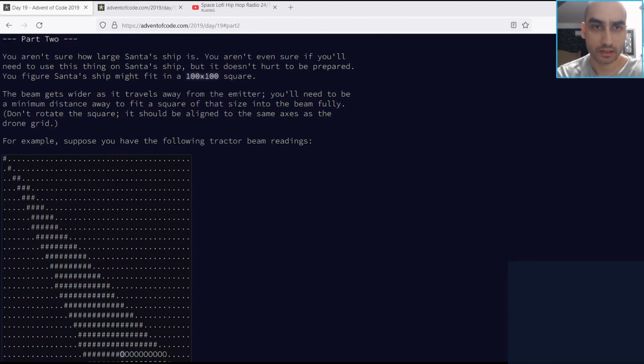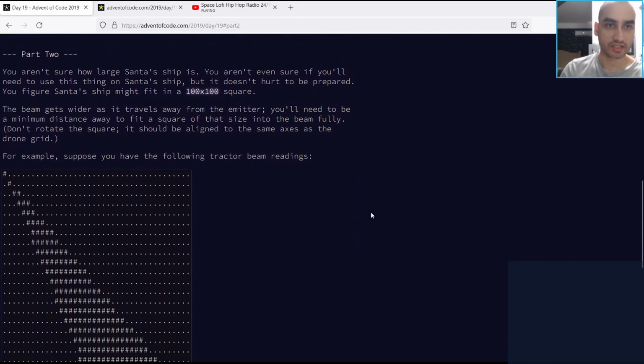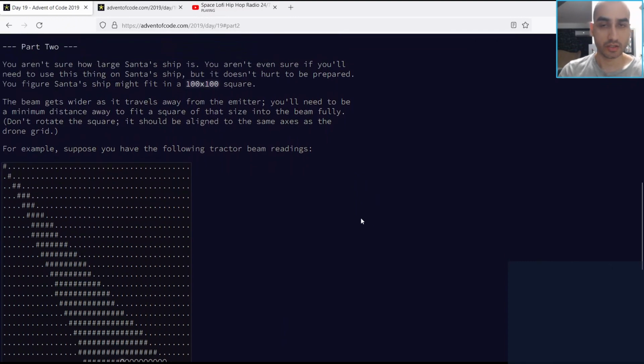Right. Part 2. You aren't sure how large Santa's ship is. You aren't even sure if you'll need to use this thing on Santa's ship, but it doesn't hurt to be prepared. You figure Santa's ship might fit in a 100 by 100 square. Beam gets wider as it travels away from the emitter. You'll need to be a minimum distance away to fit a square of that size into the beam fully. Don't rotate the square, it should be aligned to the same axes as the drone grid.